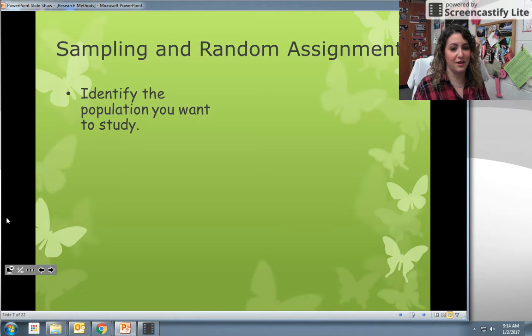So first you have to identify the population you want to study. So let's say you want to study all of Tomo High School students. Well, that is your population.